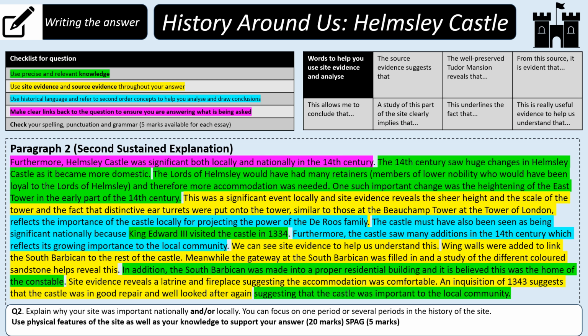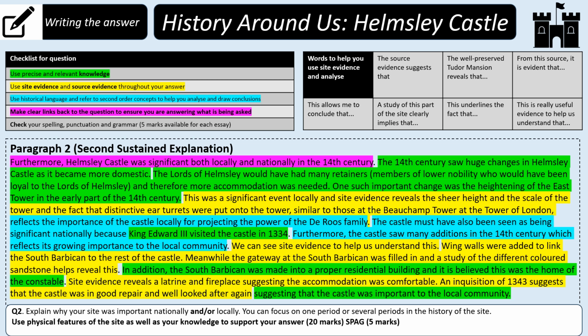Furthermore, Helmsley Castle was significant both locally and nationally in the 14th century. The 14th century saw huge changes in Helmsley Castle as it became more domestic. The lords of Helmsley would have had many retainers, which were members of the lower nobility who would have been loyal to the lords of Helmsley, and therefore more accommodation was needed. One such important change was the heightening of the East Tower in the early part of the 14th century.